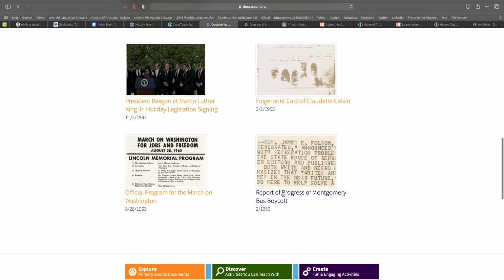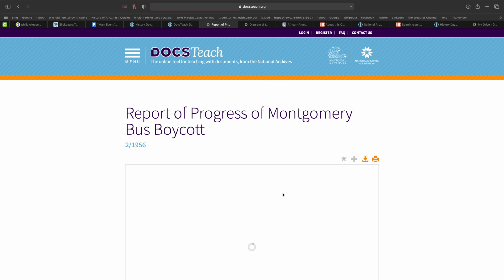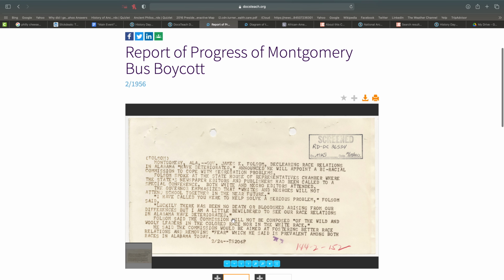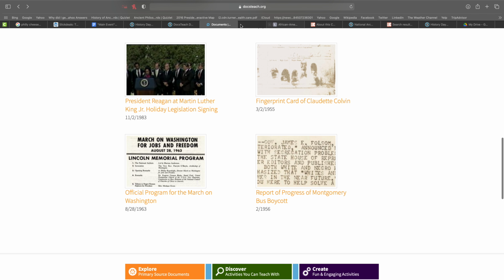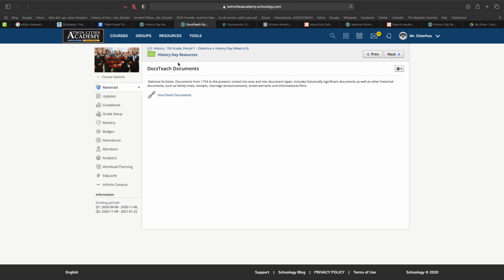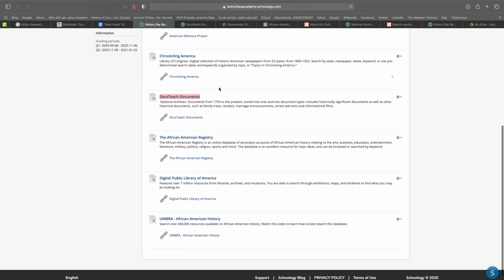Yeah, so the progress, and then if you're wondering about the boycott, for instance, the Montgomery boycott, this actually talks about it right here. Okay. So this one, it depends. Like if yours is more famous, like Rosa Parks, you might find stuff. This site's a little dodgy, but this one's teach, documents.